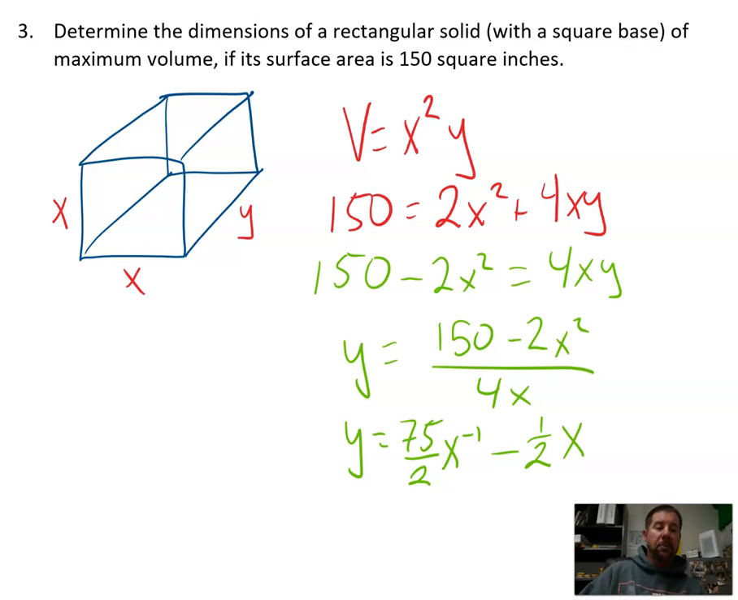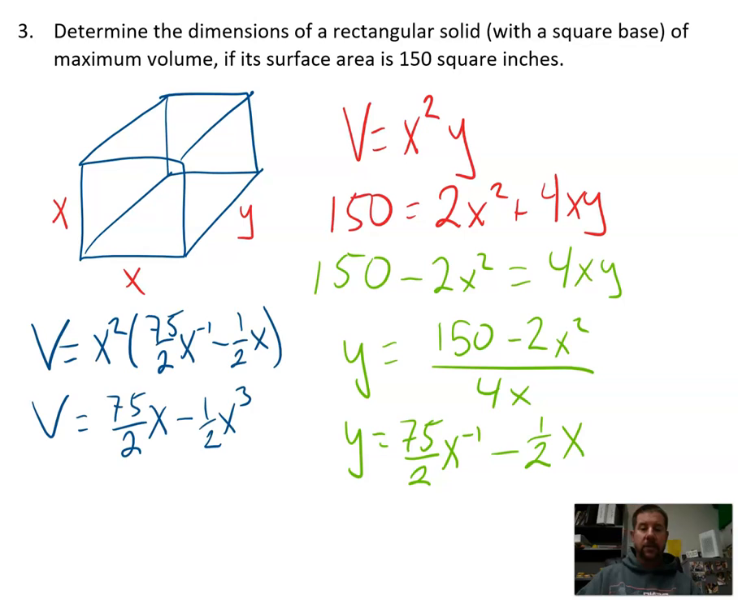And so now I want to plug that back into our objective function so that I can take the derivative. Okay, plug in for the y here, and I distribute my x squared. I get 75 over 2 x minus 1/2 x cubed. Now I'm going to take the derivative, and we get 75 over 2 minus 3/2 x squared.